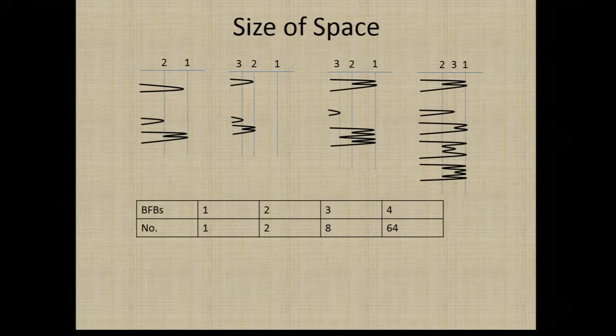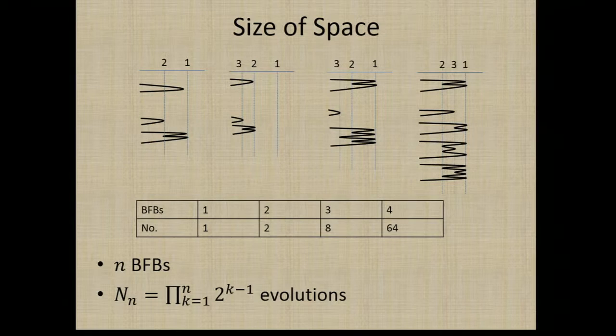And when we do it, here's a count of the break and fusion bridges we've got, and here is a count of the number of evolutions that is possible. So it's growing in this slightly unusual power of 2. And so we can write down a formula for that and get some idea of the size of the space. So that's if we restrict ourselves just to break and fusion bridges.